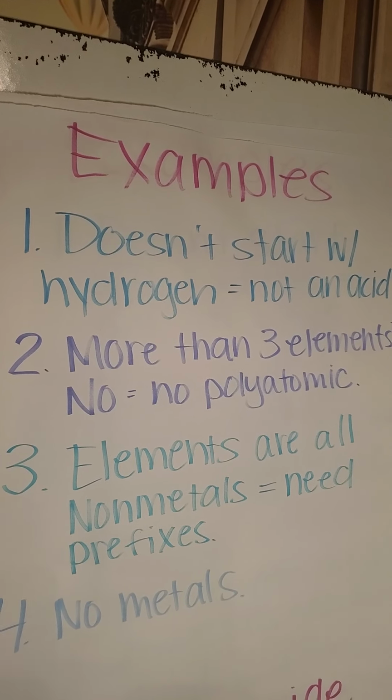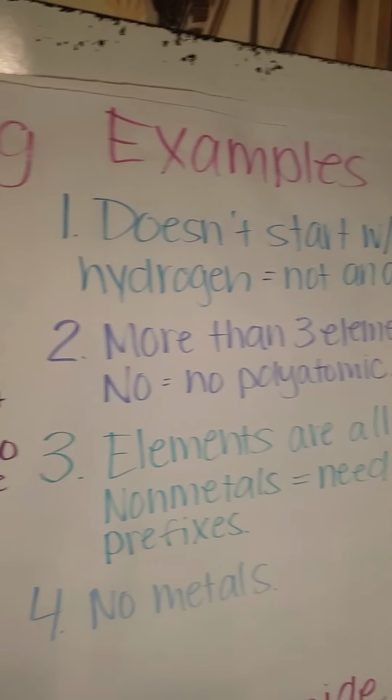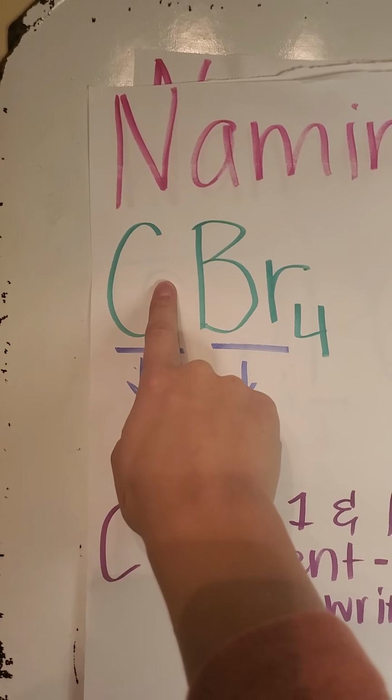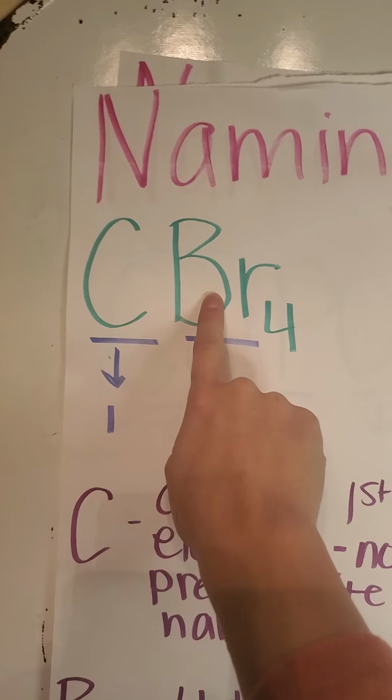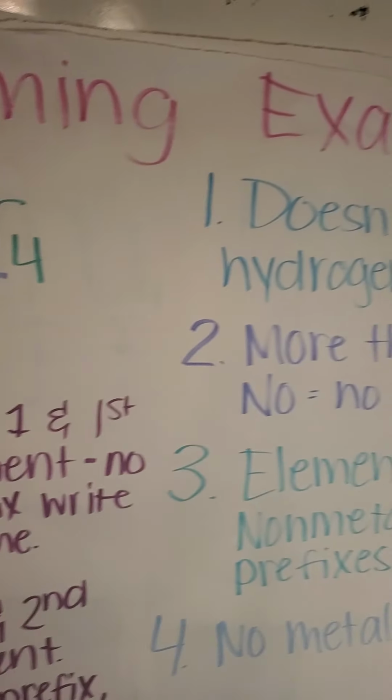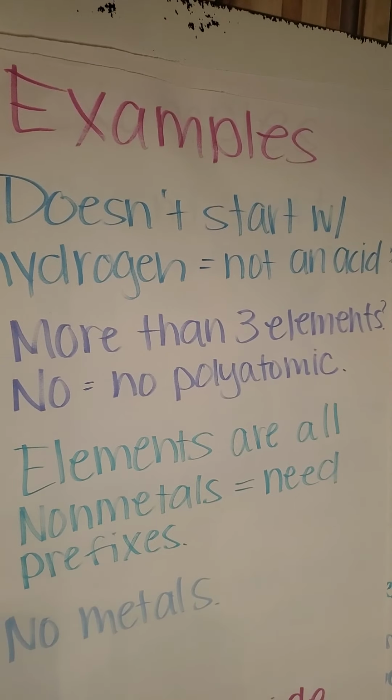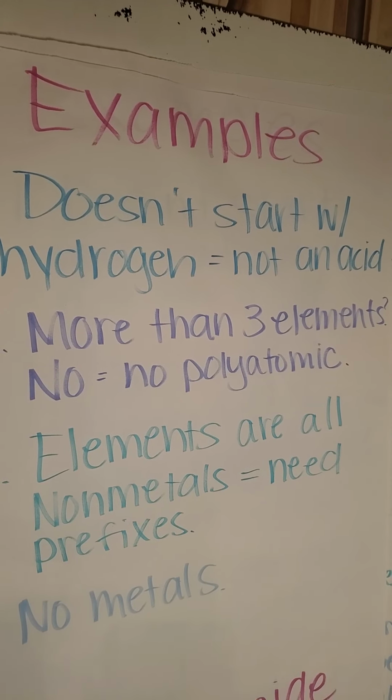Okay, we're coming back to question 2. Are there more than 3 elements? Look at your capitals. 1 for carbon, 1 for bromine. So no, we do not have more than 3 elements, so it is not polyatomic.